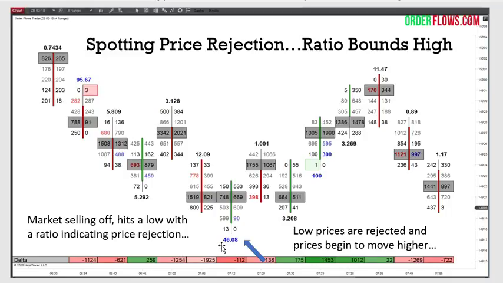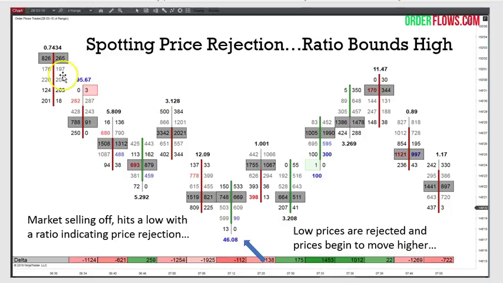So I'm looking for ratio bounds high, so basically a ratio above 30. You see these other numbers here, 3, 5, 12.09, 1.01, 3. They're not blue because they're not above 30. Now on this Orderflows Trader software, you can set what level you want. I have it set at 30, so I know that if it's above 30, it'll be blue. And the reason it's blue is to draw my attention to it.